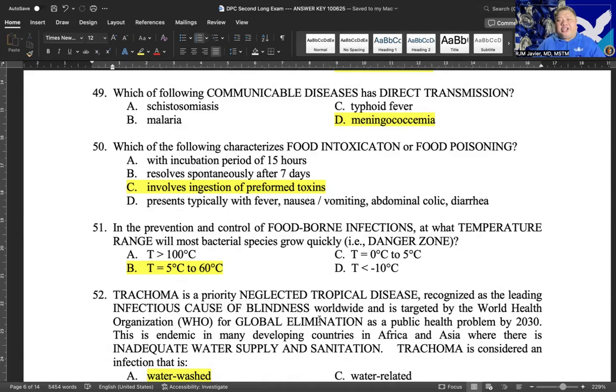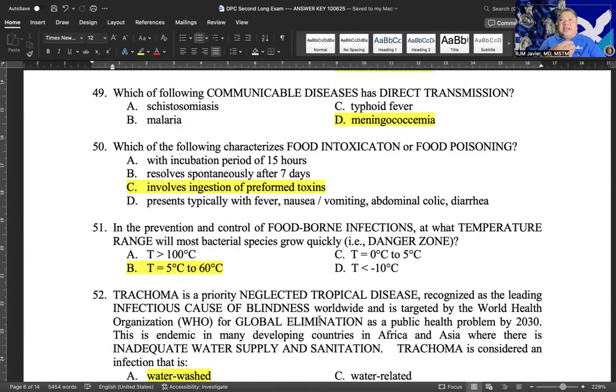So, food intoxication and food poisoning are synonyms, and you must differentiate this from your food infection. Now, when we talk of your food intoxication, as the name implies, you already ingest or consume preformed toxins from existing pathogens. In contrast, when we talk of food infection, you acquire the etiologic agent, let's say a virus or a bacterium or a fungus or a parasitic microbe.